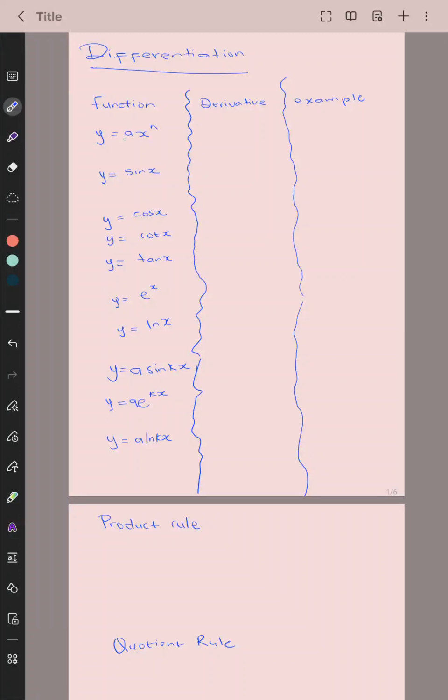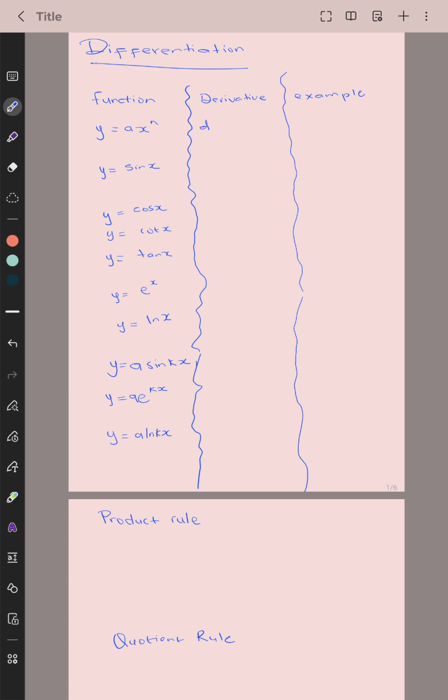If I have the function y equals ax to the power n, you know that dy/dx equals n times a, then x to the power n minus 1. This is the power rule. So we take the n down, multiply by the coefficient of x, then subtract 1 from the n. Let's take an example. If I have y equals 3x squared, then dy/dx will be 2 times 3, which is 6, x to the power 2 minus 1, this is 6x.